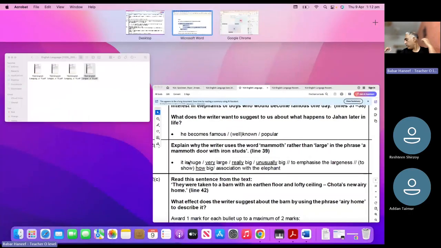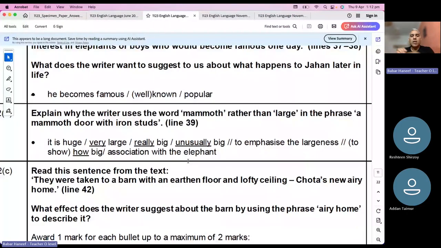Similarly, there are lots of things which we can use instead of large. When we say mammoth, something is unusually big, something that goes beyond our expectation. Large may refer to something big, but mammoth over here refers to something extraordinarily large. So that is why the writer has used the word mammoth instead of large. Making sense?